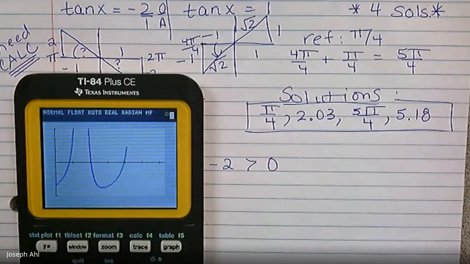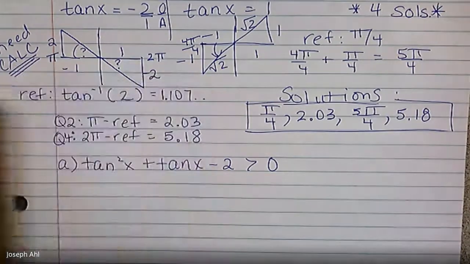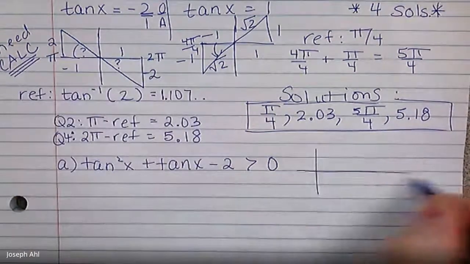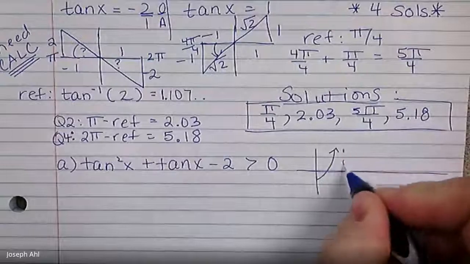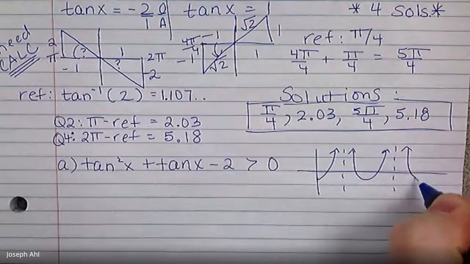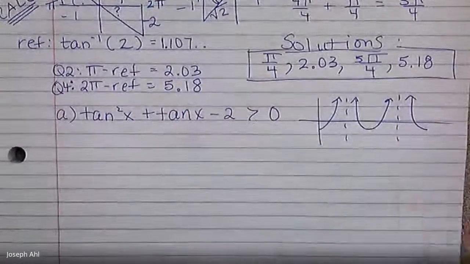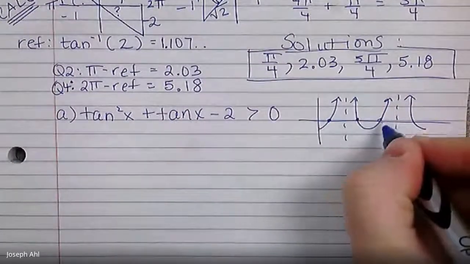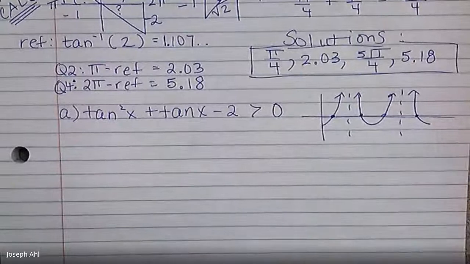Oh, but yeah, remember that tan has these weird asymptotes, right? So when I think about what the graph looks like, which is this piece, asymptote, we get this in the middle. We've seen graphs like this before. That's what the graph looks like from 0 to 2 pi. Here are my 4 solutions. If I want to figure out where this is greater than 0, here we go. Ready?